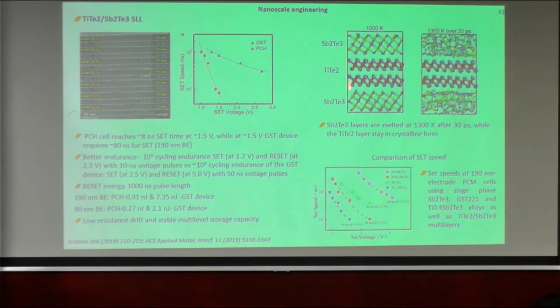if you heat up the system to 1000 Kelvin, the system starts to melt, but only the antimony telluride block melts, and these blocks, titanium tellurium 2, stay crystalline. So it shows that these layers are more stable during the amorphization process, and they also stay crystalline for the set, so they act like a template for the crystallization.